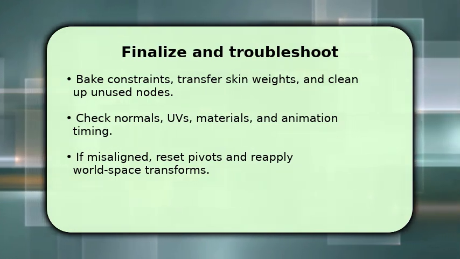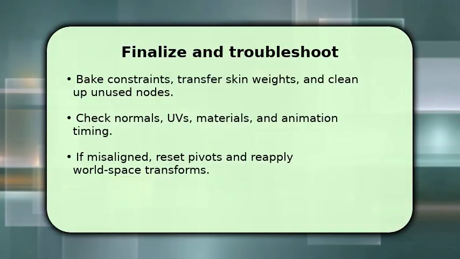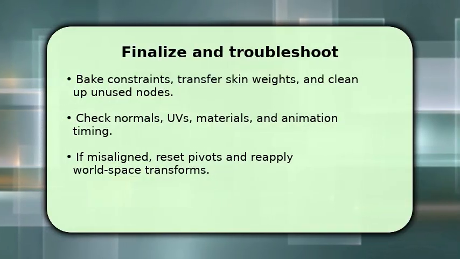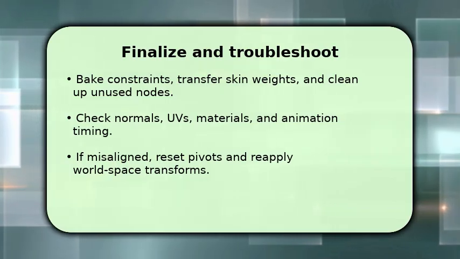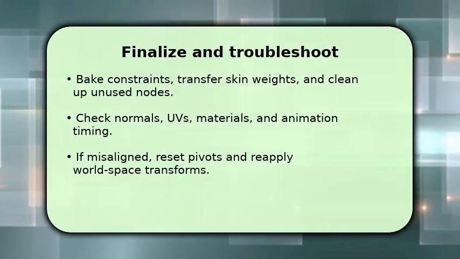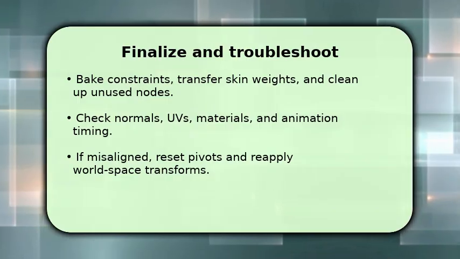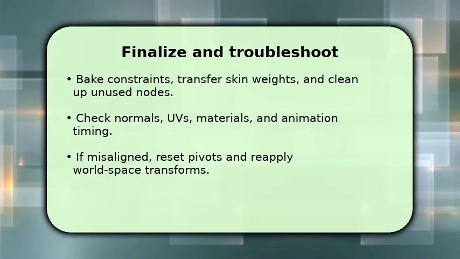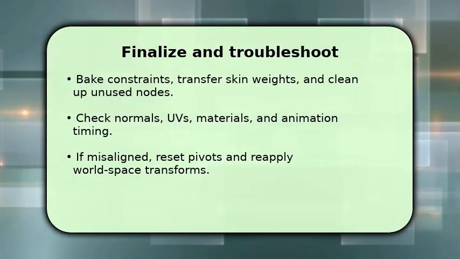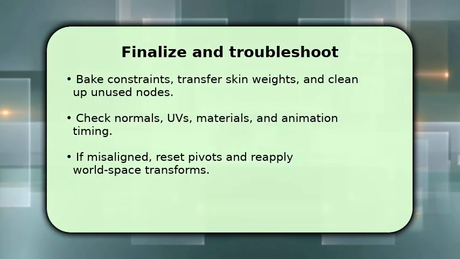Clean up unused nodes and history to keep the scene tidy. After that, scrub the timeline and inspect normals, UVs, materials, and animation timing to confirm there are no visual glitches. If the replacement appears misaligned, reset the pivot on the new object, reapply world space transforms from the original, and recheck constraints. This usually fixes common offset issues.